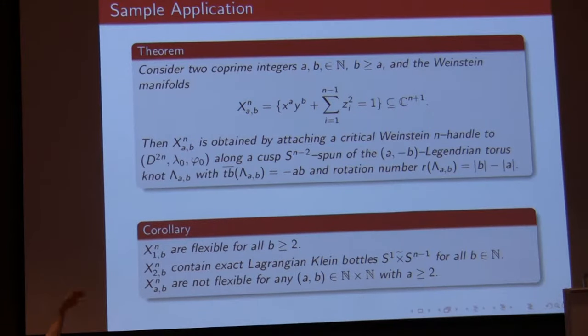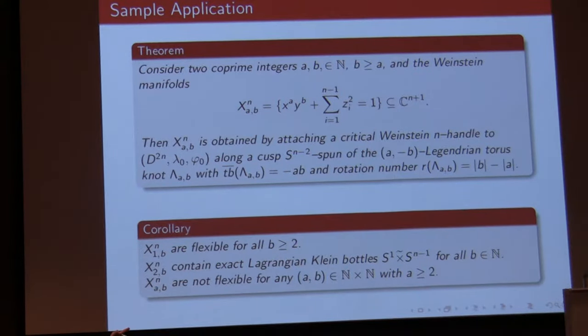So first thing, you can detect flexibility sometimes, and even for simple manifolds. In the second part of the talk, I'll explain why this is interesting, even from a singularity viewpoint. The second thing is that this family, when you put a equals 2, so the polynomial looks like x squared, y to the b, and then z squared equals 1, then this contains exact Lagrangian Klein bottles. And you know, it's kind of funny. If you look at the equation, I don't see any exact Lagrangian Klein bottles. If you look at the front, it's completely obvious they exist.